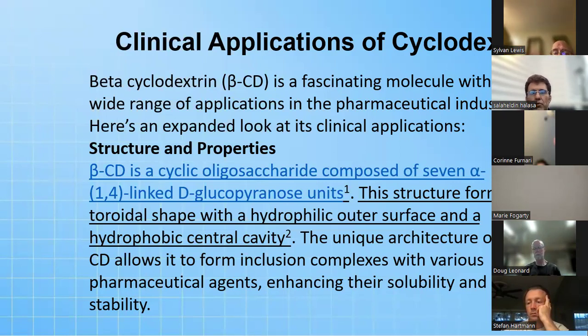So I'd like to say that all the supplements and drugs, we want them to be cyclodextrin based. The unique structure of the beta-cyclodextrin allows it to form inclusion complexes with various pharmaceutical agents, enhancing their solubility and stability. So that's a good thing, right?